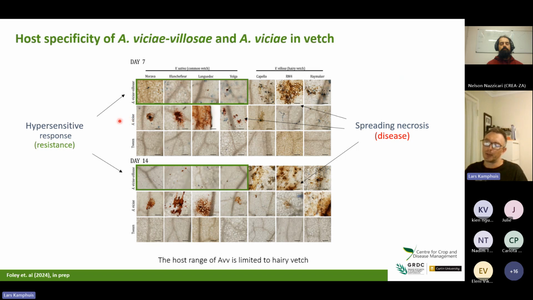Now, the related pathogen called Ascochyta vicious is able to cause disease at both 7 and 14 days. And then below here, we've got a tween control where you can see no necrosis and no pathogen present. So our hypothesis then was, could the AVV-AVR1 gene in Ascochyta vicious lead to this hypersensitive response that we see in common vetch and restricts its host range to just common vetch and not just hairy vetch.